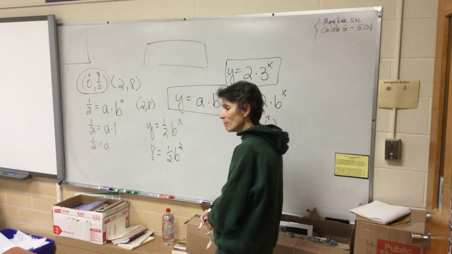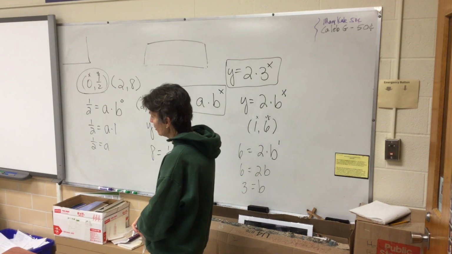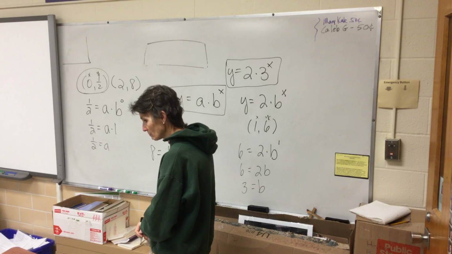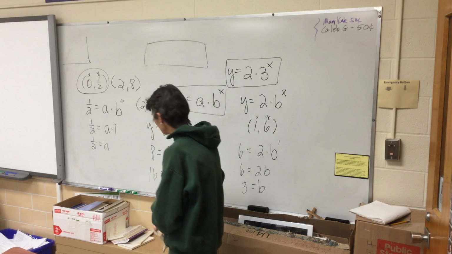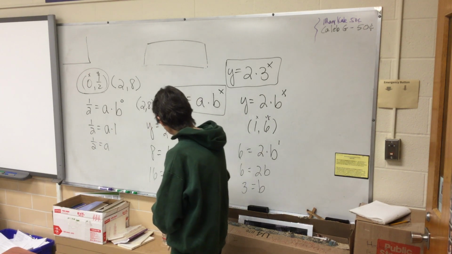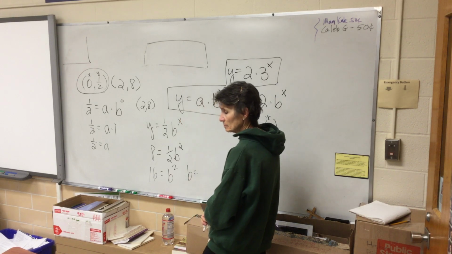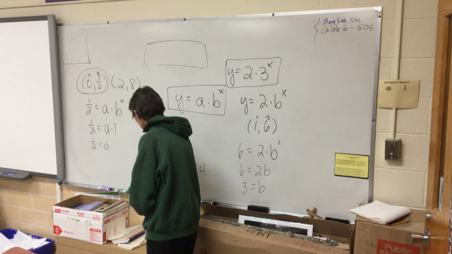Now, please don't panic. That's a little bit of a complicated equation, but not hard at all. Let's multiply both sides by 2. So 16 equals b squared. And if 16 equals b squared, what is b? 4. Yep, square root both sides and get 4.